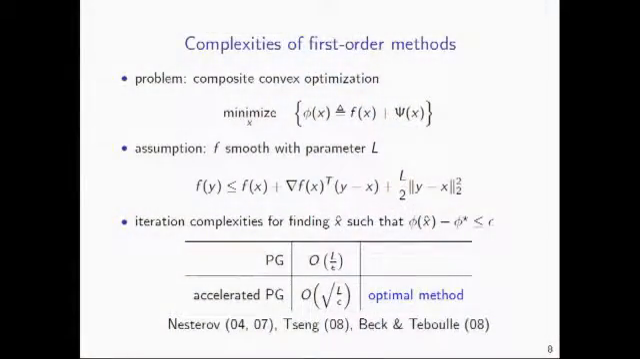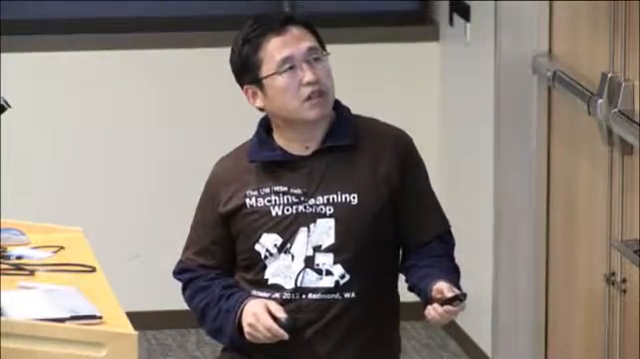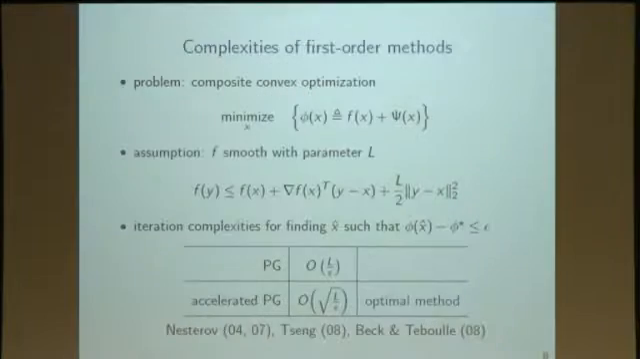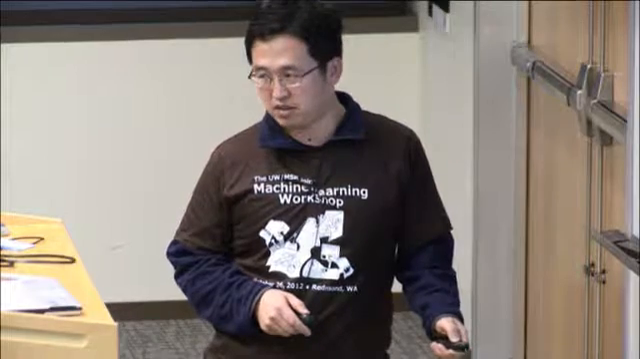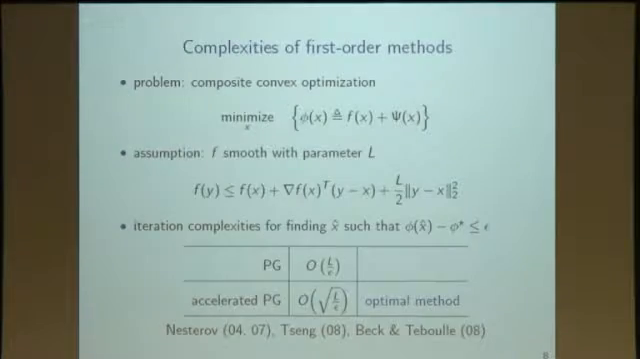Let's just look at the computational complexity. With this smooth assumption, the iteration complexity for finding an epsilon-optimal solution for the proximal gradient method I just described is 1 over epsilon. And for the accelerated one, it is square root of 1 over epsilon. Indeed, this is called an optimal method, meaning that no first-order method can perform better on this class of problems. So this is for the smooth assumption.